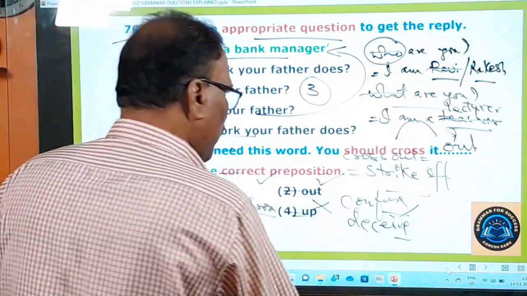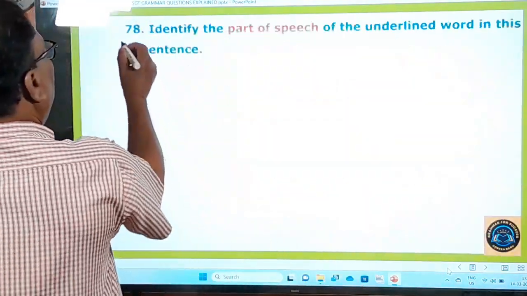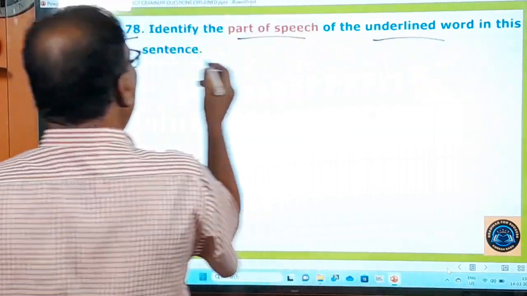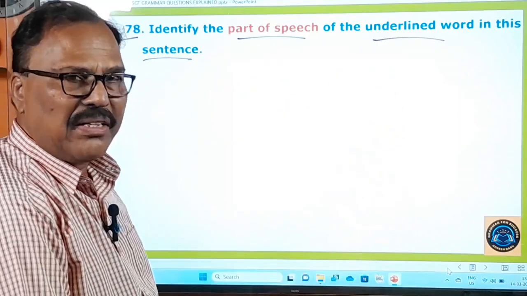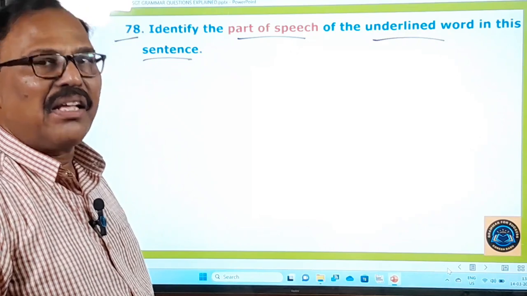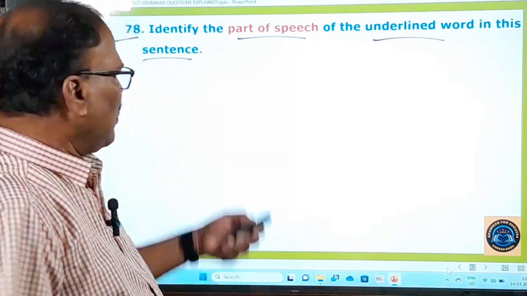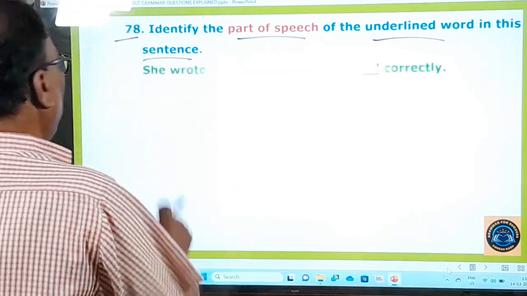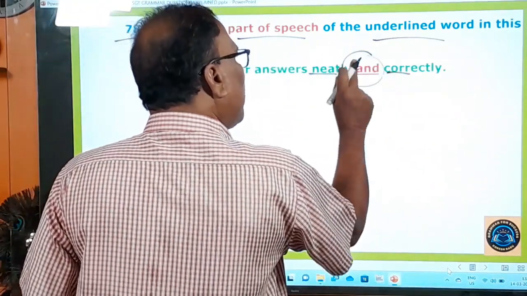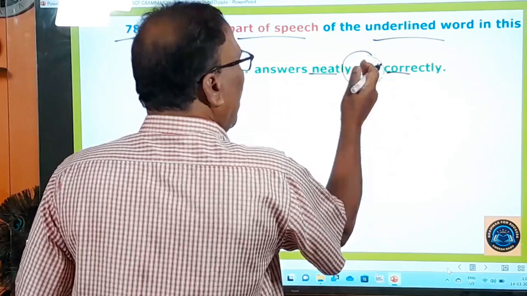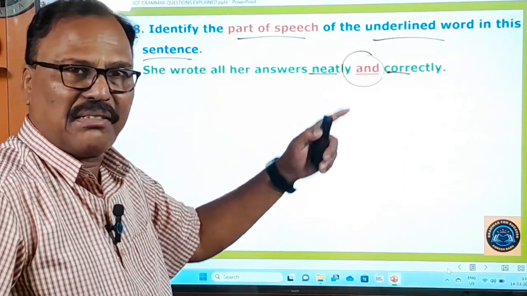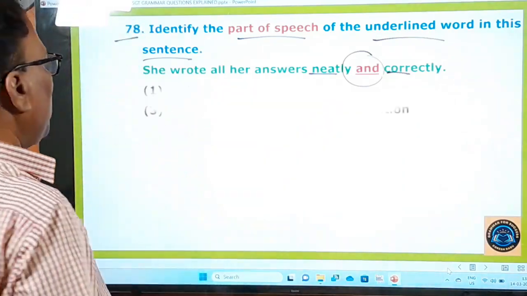And now let's move on to the other questions. 78th question. Identify the part of speech of the underlined word in this sentence. Some sentence is given, and in that sentence some word is underlined. You have to identify the part of speech of that word, right? And what is that sentence? Okay, she wrote all her answers neatly and correctly, and this is the word underlined. I have underlined it, and I have also colored it. I have written it in red color, right? And what are the options given?